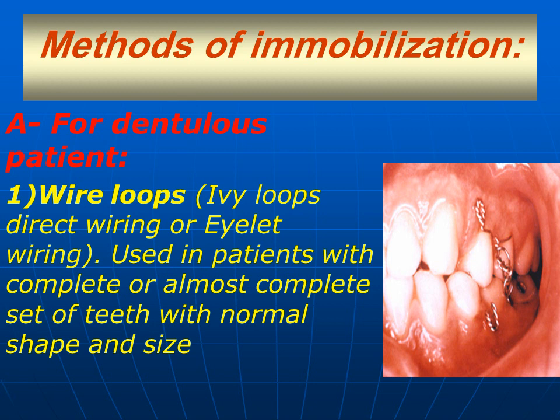Therefore, I usually place wire loops in the upper arch and in the lower arch. Of course, we can, after some time, remove the IMF to allow early movement of the mandible to prevent trismus, which is limitation in the mouth opening, as we will discuss in the next lecture. Also, to fix these IV loops or eyelet wiring, I need a sufficient number of teeth. So it is used in patients with complete or almost complete set of teeth with normal shape and size.